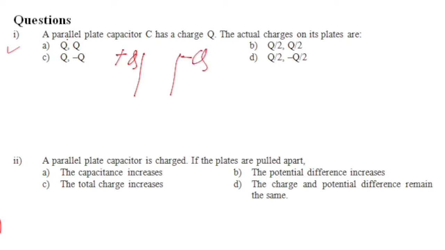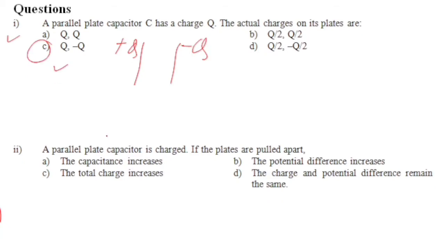Which option is correct? Yes, option C is correct. Hope you understood this one, right? Next, a parallel plate capacitor is charged. If the plates are pulled apart, what is the formula for capacitance in a parallel plate capacitor? C equals A epsilon naught by D, right?